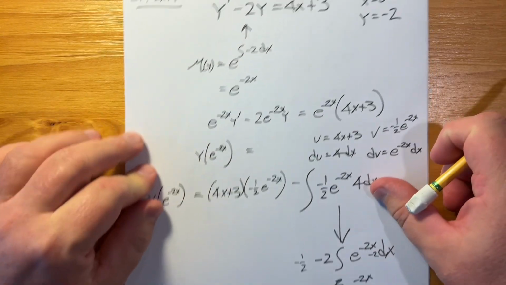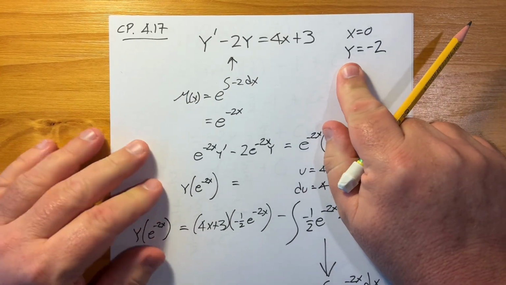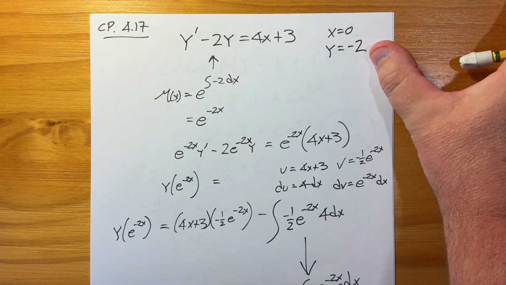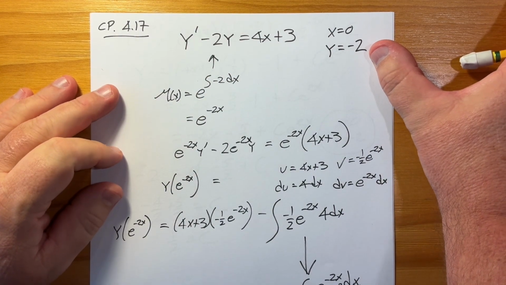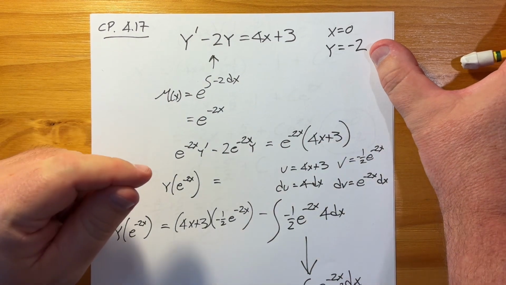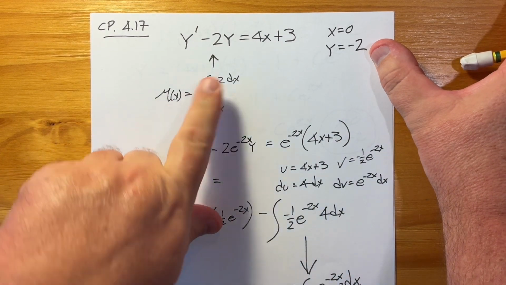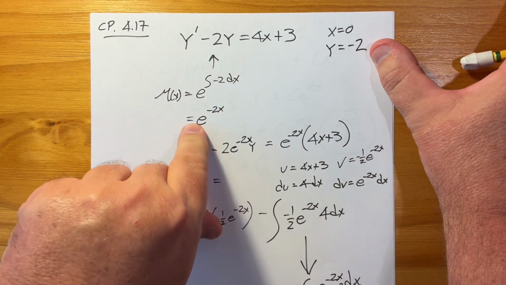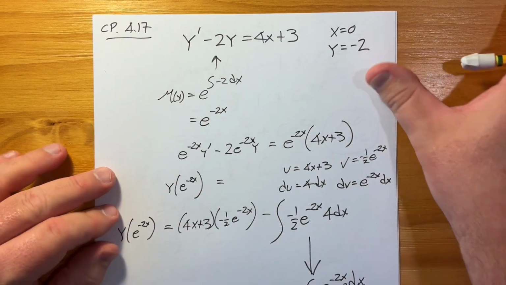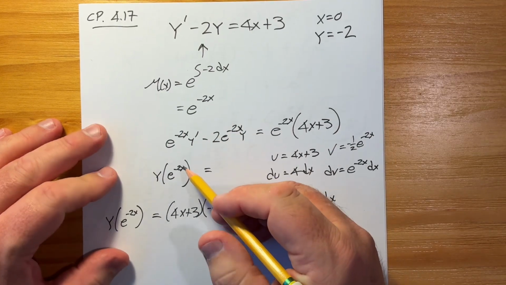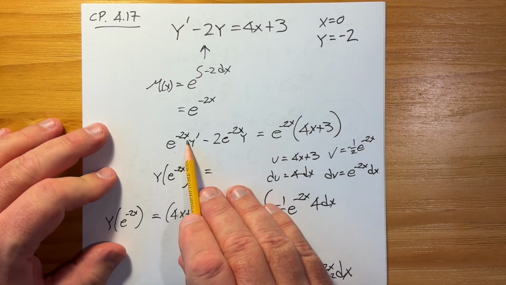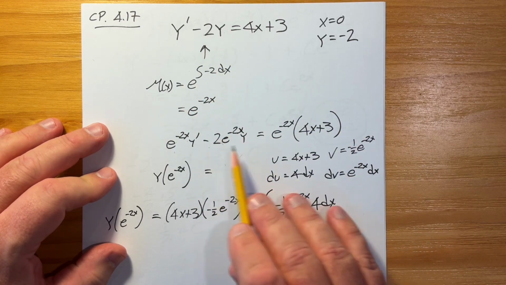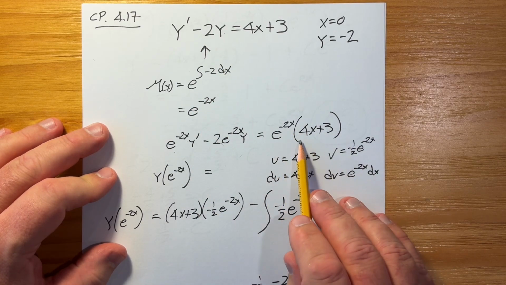On checkpoint 4.17, we do have an initial condition, so we're going to do the same thing. Here's my equation. So step 1, it's already in standard form, so that's good. Step 2, we find the mu. Well, the p is just negative 2, so e to the integral of negative 2 is e to the negative 2x. So I multiply that by both sides, e to the negative 2x times y prime, minus 2y, e to the negative 2x equals e to the negative 2x times this.